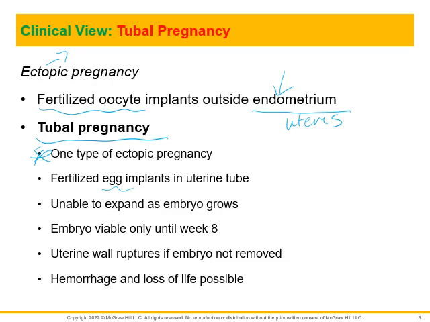The fertilized egg can implant in the uterine tube. It's only viable till about 8 weeks. It doesn't have enough nourishment in the actual tube for the embryo to grow and expand and get enough blood supply, be able to develop those extra embryonic structures, and be able to develop a placenta. So the uterine wall can rupture, and this would cause leakage into the pelvic cavity, right? Hemorrhage, loss of life, even possible.